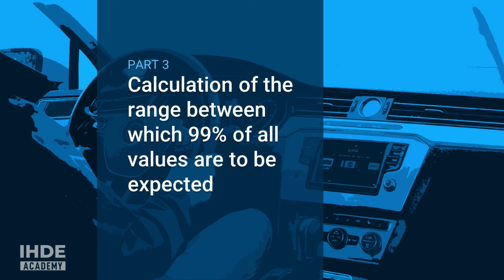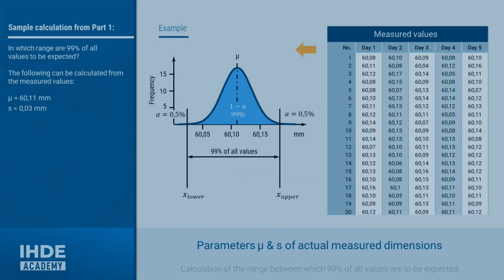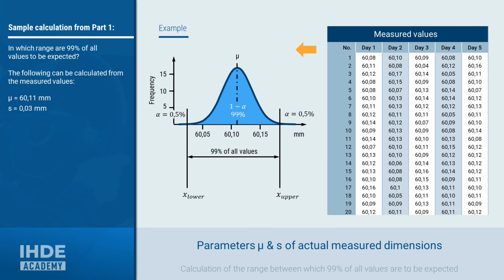And so we come to the practical application of what we have just learned. Using an example, we calculate the limits between which all actual values will be located with a probability of 99%. A mean diameter of 60.11 mm and a standard deviation of 0.03 mm were calculated from the measured actual values of 100 samples. The question now is, between which dimensions, x lower and x upper, will all values of the population lie with a 99% probability?